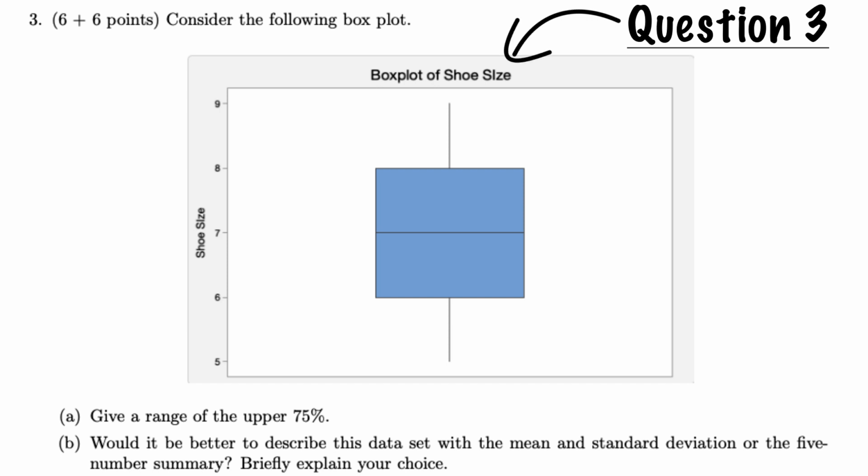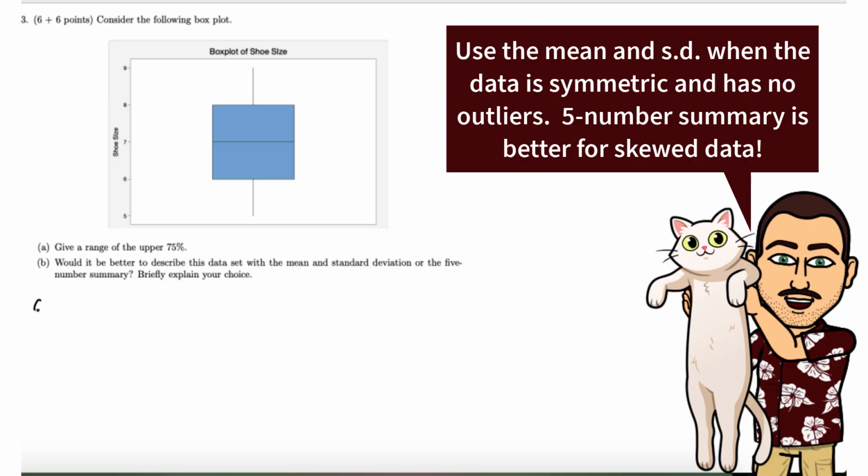Question 3. Consider the following box plot. A. Give a range for the upper 75%. B. Would it be better to describe this data set with the mean and standard deviation or the 5-number summary? Briefly explain your choice.